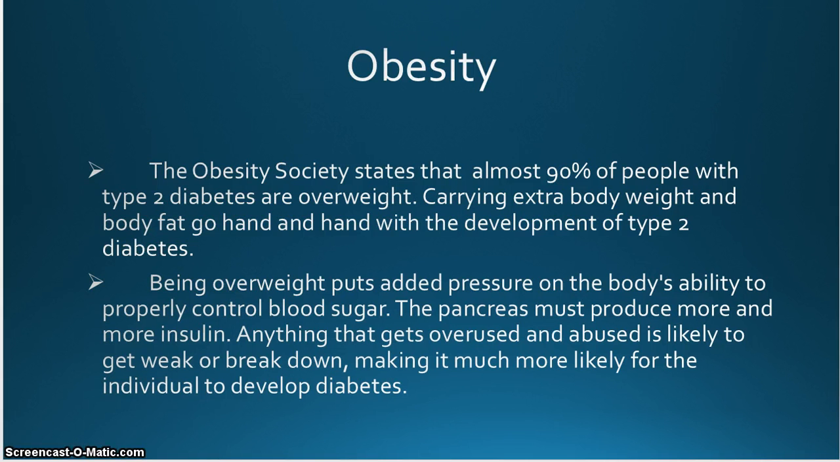Being overweight puts added pressure on your body's ability to properly control blood sugar. Your pancreas has to work harder. It has to produce more and more insulin. Anything that gets overused and abused is likely to get weak or break down, and that makes it much more likely for the individual to develop diabetes.